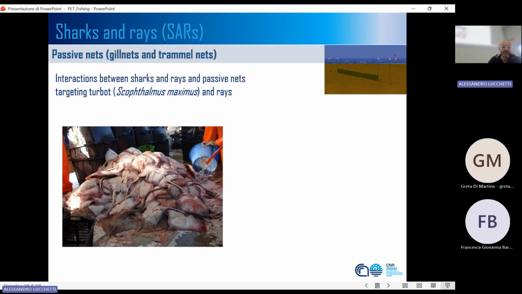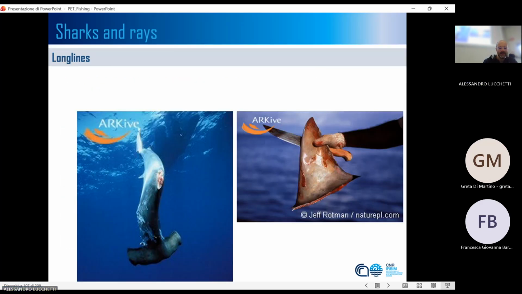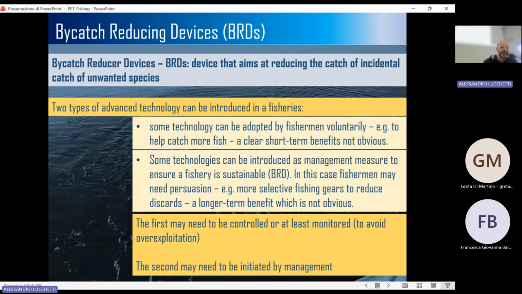Yes, these were rays caught here in the Adriatic with passive nets in the north, not so far from here, in the North Adriatic. They are used to catch a lot of this because rays are target species for that fishery. We are speaking not so far from Marina di Ravenna. This was a practice of finning, not a problem here in the Mediterranean, but in other countries, yes.